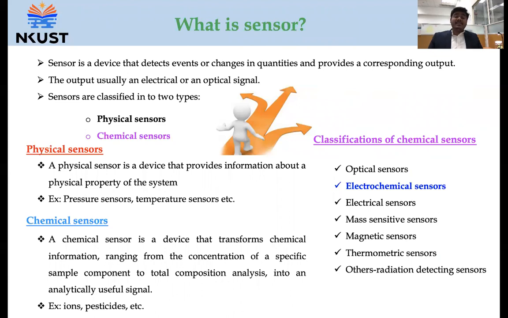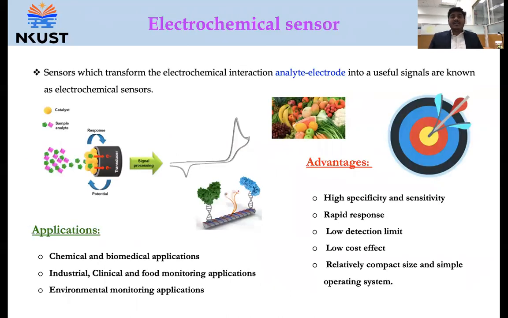Chemical sensors are classified into different categories, for example, optical sensors, electrochemical sensors, and other sensors. Here we are mainly focused on the electrochemical sensor. Why do we focus on electrochemical sensors compared to other techniques? These sensors are very compact, with fast responses and a low detection limit for biomolecules. This approach is also low cost and has a simple operating system.